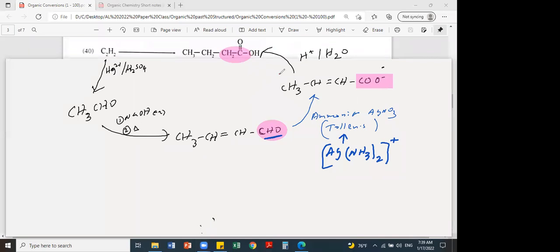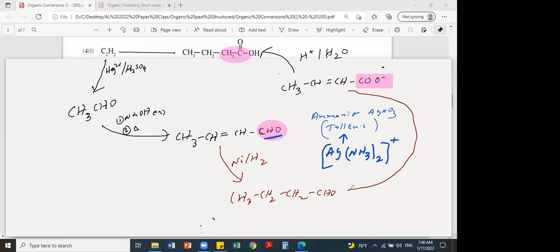After that, you can put nickel hydrogen. So this one you put nickel hydrogen, and then you can have a bypass here. I'll do a bypass like this. So I will reduce this into CH2 here. If you put nickel hydrogen, then you get CH3, CH2, CH2, CHO. Then you can go like this. Is that clear? Small modification.